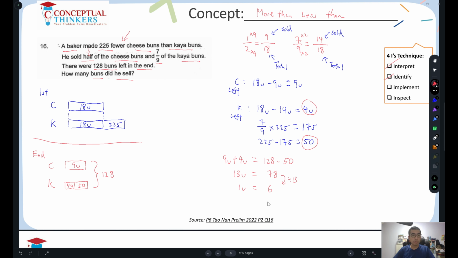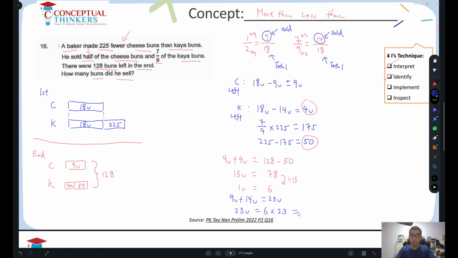So next, I want to find the number of buns that he sold. So what we do is we look at this 9 units and this 14 units. Okay, so 9 units plus 14 units, that will give me 23 units. So I'm going to find what is 23 units. So that will be equal to 6 times 23. So we can use our calculator to do 6 times 23.